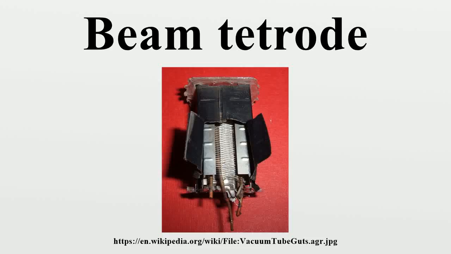A beam tetrode, sometimes called a beam power tube, is a type of tetrode vacuum tube with auxiliary beam focusing plates designed to augment power handling capability and help reduce unwanted emission effects. These tubes are usually used for power amplification, especially at audio frequency.